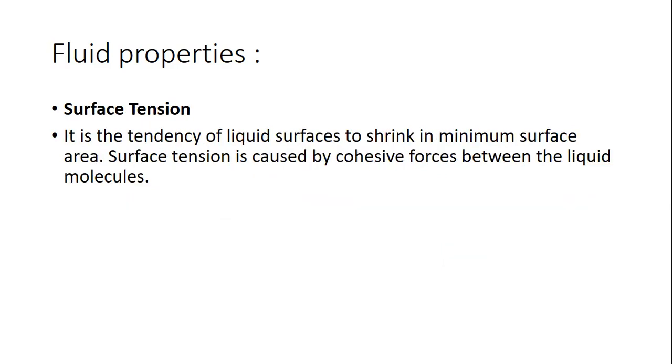The next property is the surface tension. Surface tension mainly occurs due to the external force which influences the fluid surface. As a result, due to surface tension, the fluid area may shrink due to the intermolecular attraction between the liquid molecules.